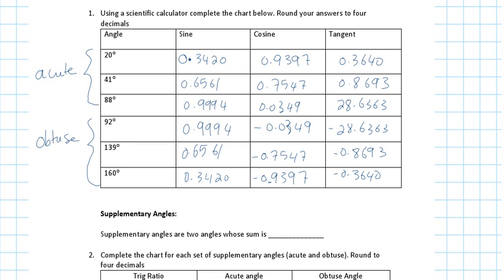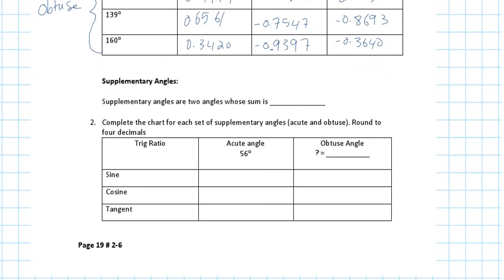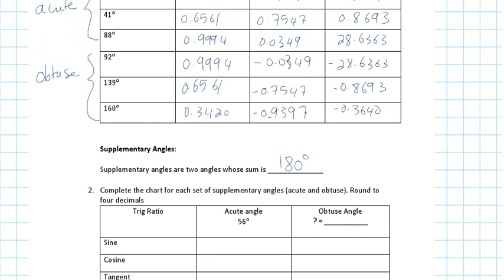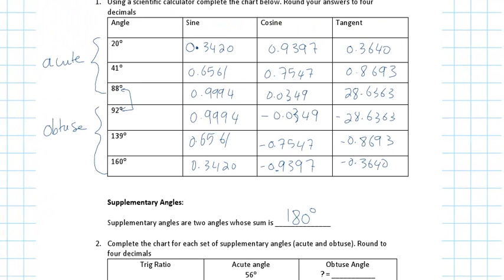But for now, number one, I'm looking at supplementary angles. So these are angles that add up to 180. If I look at their trig ratios, they're the same, but cosine and tan are negative for the obtuse. So these are your supplementary angles, right?